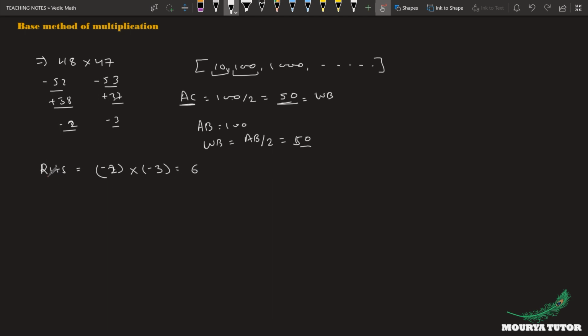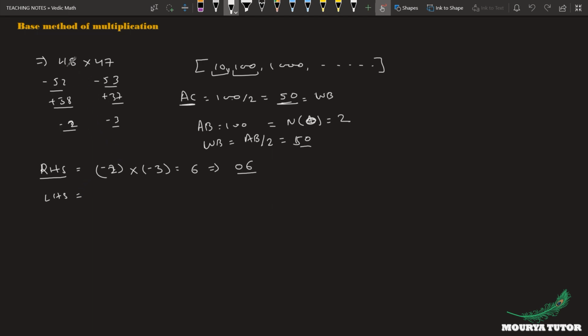I told you in the previous video that the number of digits in the RHS should be the same as the number of zeros in the actual base. So the number of zeros in the actual base will be 2, correct? So we need to add 0 before 6 to make it a 2-digit number, correct? Now let me evaluate the LHS.